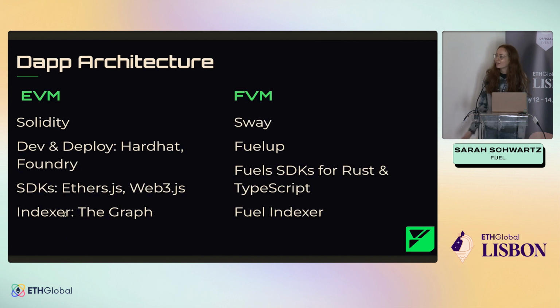So really quickly comparing EVM to FVM or Fuel VM. With the EVM, you're writing your contracts in Solidity. You're probably using some sort of development framework like Hardhat or Foundry. You're probably using Ethers.js or Web3.js for your SDKs to interact with your contract. And for the indexer, you might build your custom indexer, or you might use something like The Graph. And basically, these are all independently managed tools that you have to plug and play and get them all working together.